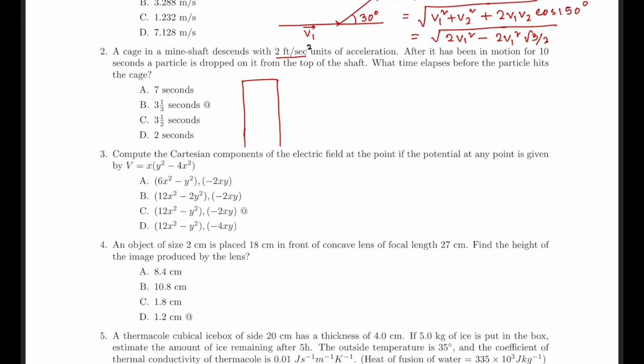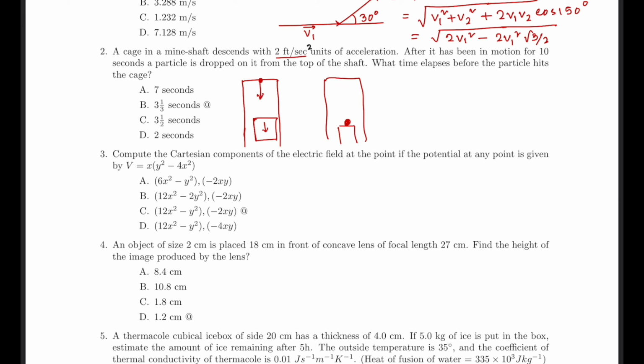Now you have a lift here which is moving down with 2 feet per second square acceleration, and at some time you drop a particle from the top of the mine shaft. Now the question is, after what time will the particle hit the top of the lift? At that time the displacement has to be the same. This lift is moving with a much smaller acceleration than the particle. So let's assume that after time t the displacement would be the same.